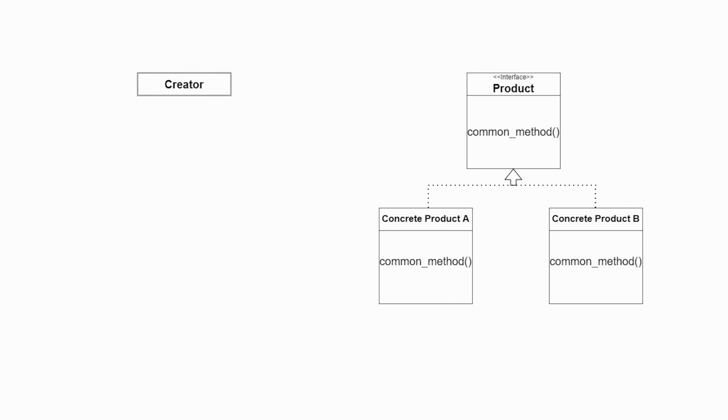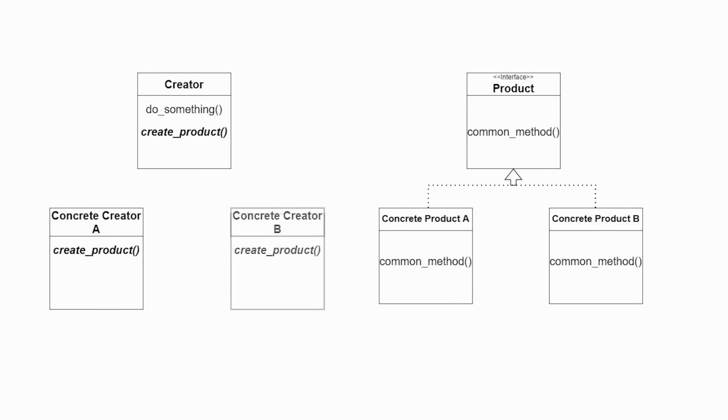Then we have a creator abstract class. Just a reminder, an abstract class allows us to implement some common functionality, but ensures that certain methods are implemented by the classes that inherit from it. So we can implement the do something method right in this creator class, but the create product method will have to be implemented by each of the children of this class. Also, I didn't show it in the diagram, but we return a product interface from the create product method, not a concrete product implementation.